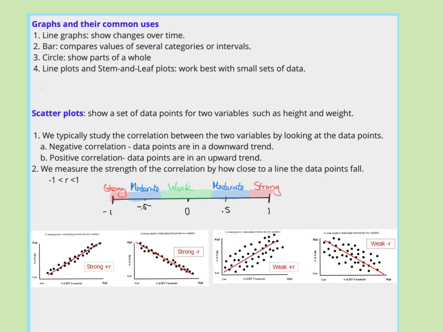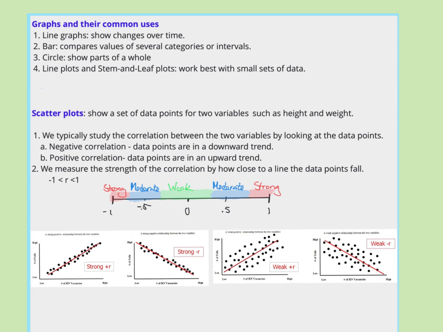The circle graph is a good comparison to the whole because we can see what percent of the whole is being represented. Line plots and dot plots work better when we have smaller sets of data, and with both plots we're able to see those individual data values, so they're super helpful. The scatter plot is somewhat similar to the line graph. The line graph is kind of a connect-the-dots graph, whereas with a scatter plot we plot all of our points and then look for a trend.